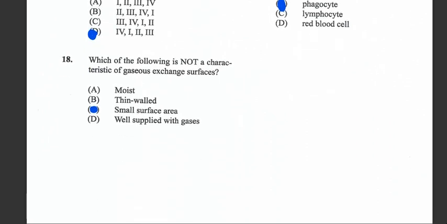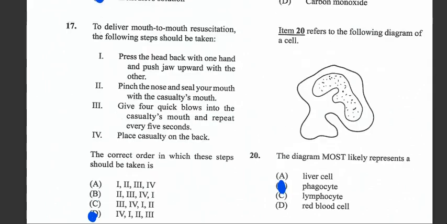Number 18 says which of the following is not a characteristic of a gaseous exchange surface? The answer for number 18 would be C, small surface. We are asking for what is not a characteristic of a gaseous exchange surface, which would be a small surface. So the answer is C for number 18.